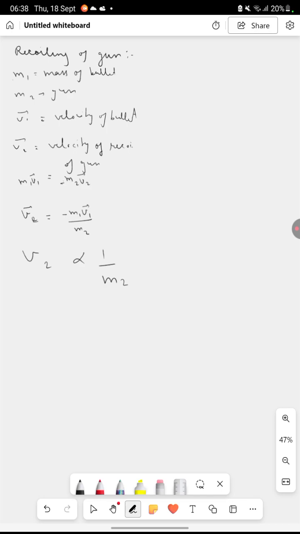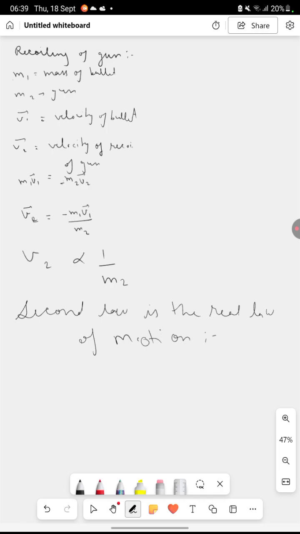Now one more statement: the second law is the real law of motion. Why is it said? It is said because the first law and third law are both contained in the second law. We can see how these are contained.